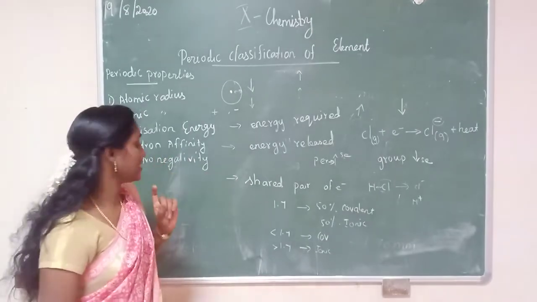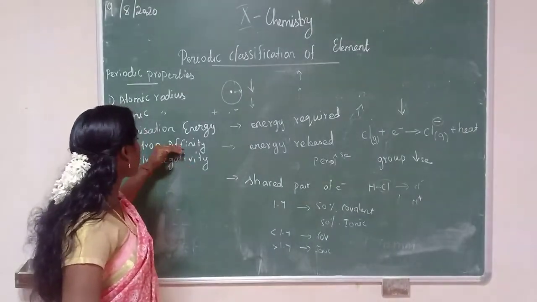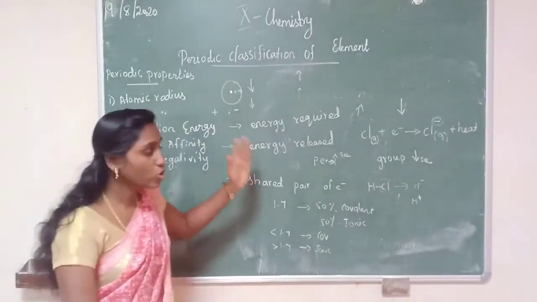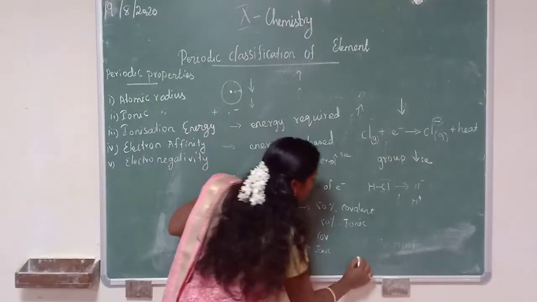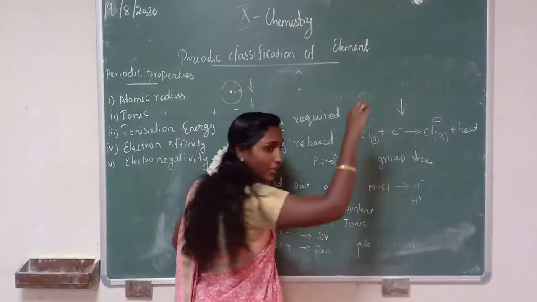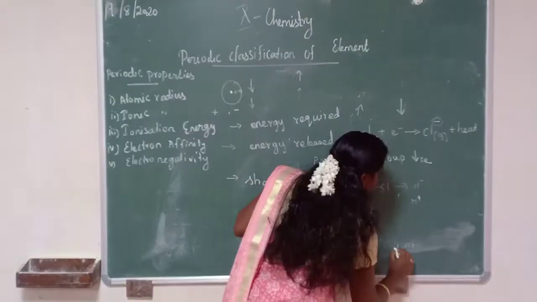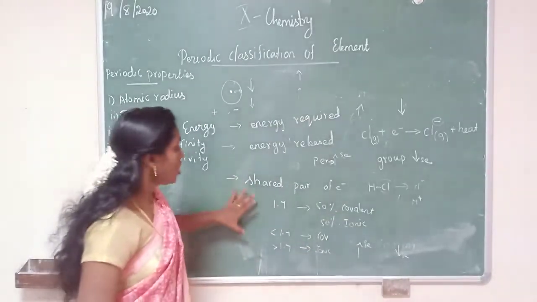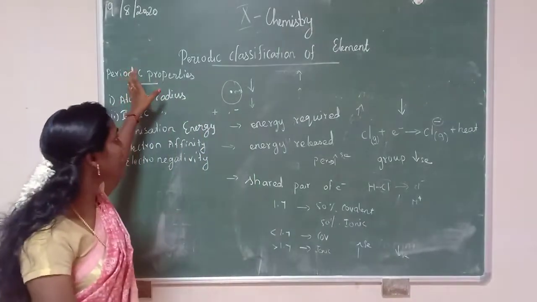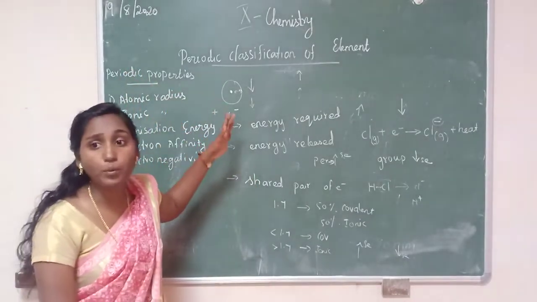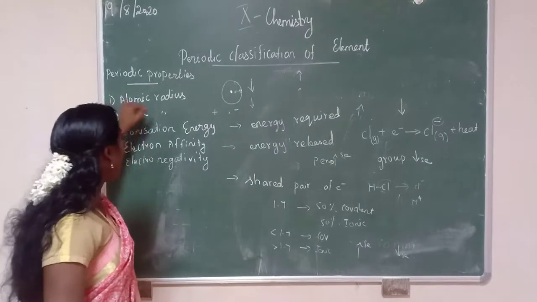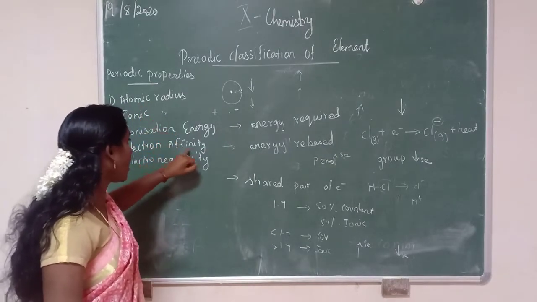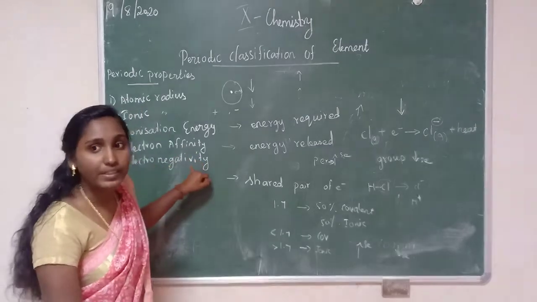One more point: like electron affinity, electronegativity also increases in a period from left to right, and decreases from top to bottom in a group. Underline this point too, as it is another question. Can you study the periodic properties? How many periodic properties are there? Five: atomic radius, ionic radius, ionization energy, electron affinity, and electronegativity.